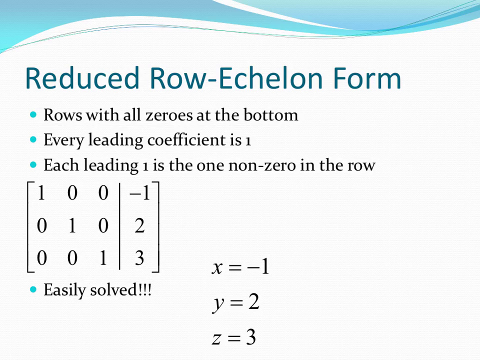With a leading coefficient of 1 and all of the other coefficients of 0, we get 3 equations: x equals -1, y equals 2, and z equals 3. The idea moving forward will be to take any matrix, perform simple row operations until you get to reduced row echelon form, and then you have the solution to your system.